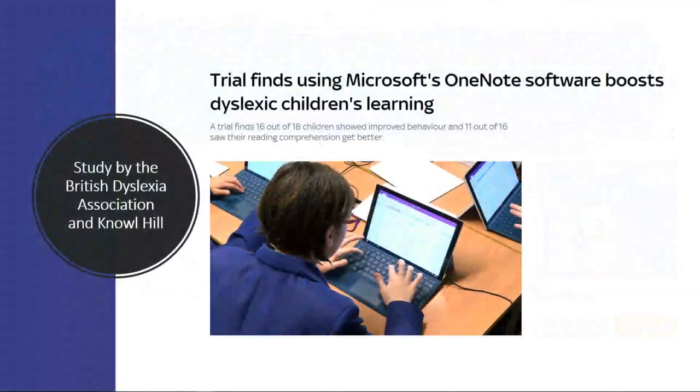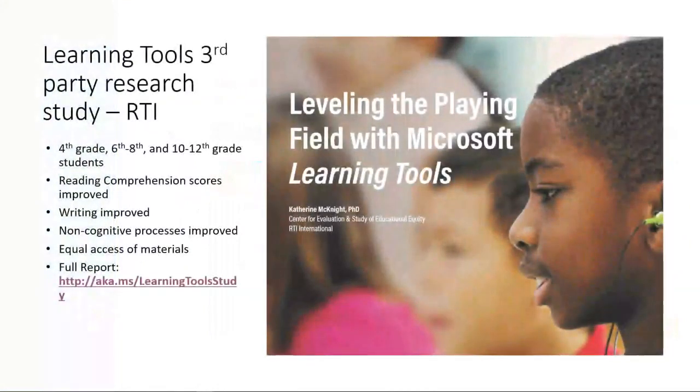One of the studies that was carried out by the British Dyslexia Association and Noel Hill found that 16 out of 18 children showed improved behaviour when they used this tool. Remember, they were dyslexic students, and 11 out of 16 saw their reading comprehension get better. I've also got this study for you as well, which showed that 4th to 12th graders showed reading comprehension scores improved, writing improved, non-cognitive processes improved, etc. And I'm going to make these links available to you, and you'll be able to go in and have a look at these studies yourself. So these weren't carried out by Microsoft, these were third-party studies.